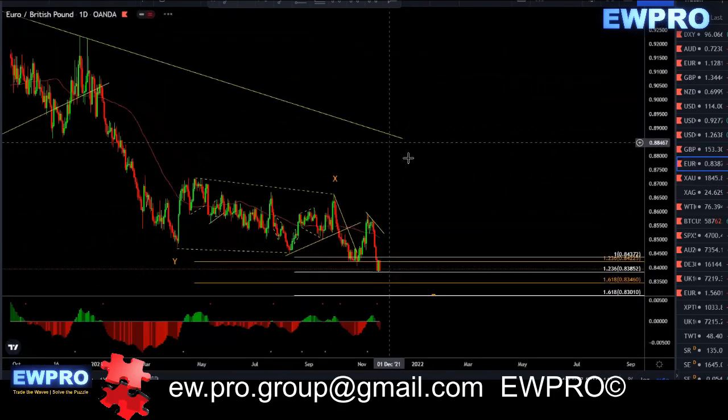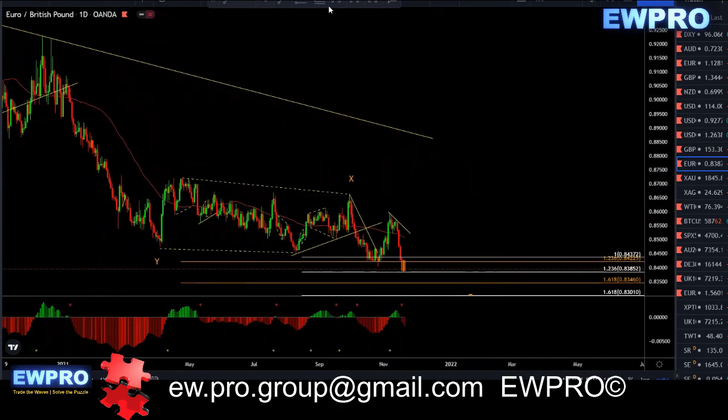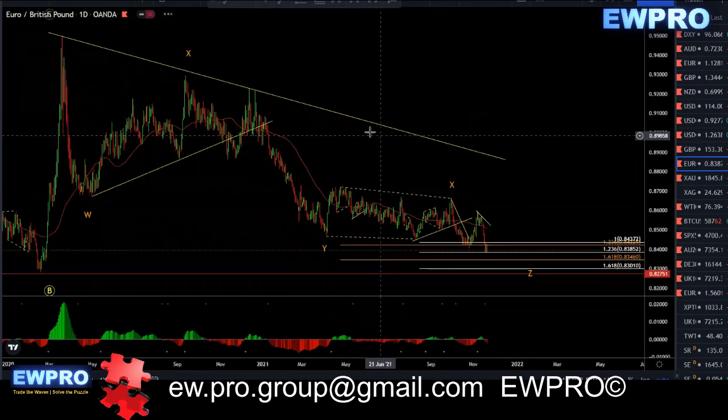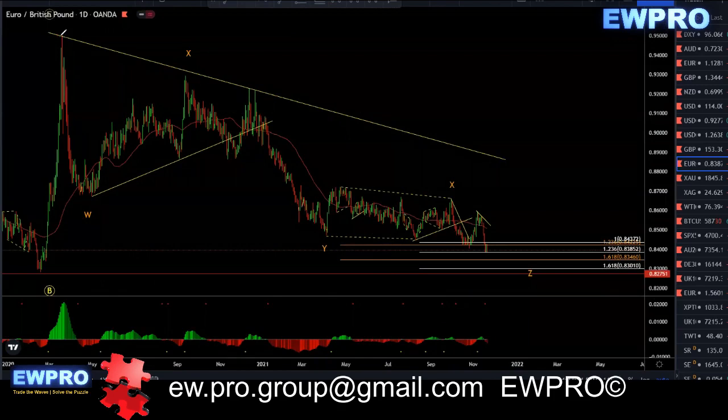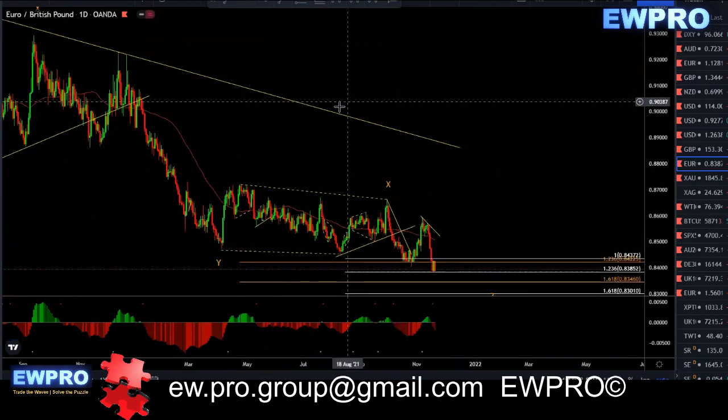EG on the daily. If I just zoom out, we're looking at that WXY, X2, and then the Z down. It came down to that first target, the 123.6. Then it gave us that nice move up, and I was looking for a bullish setup up here. It's actually fallen over this week.